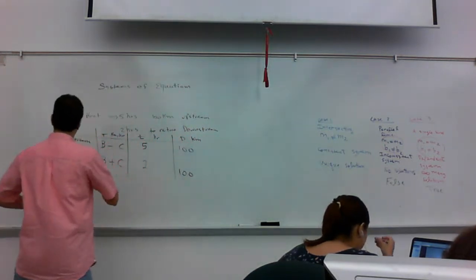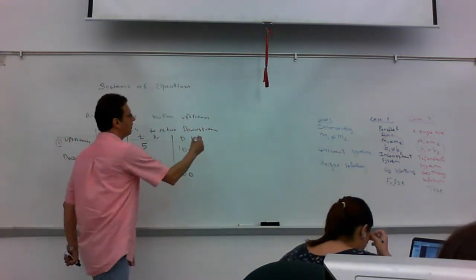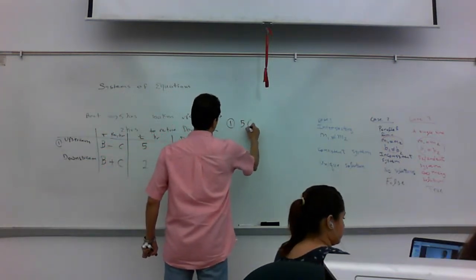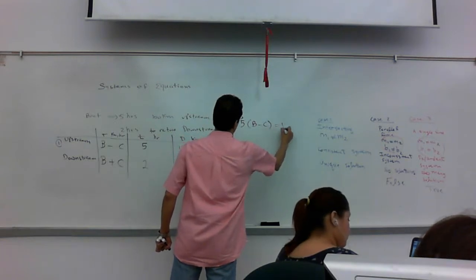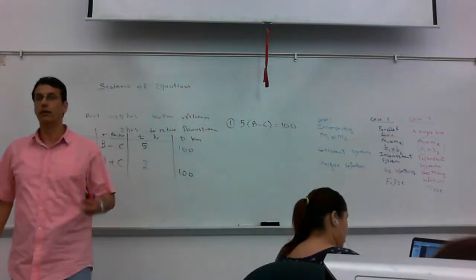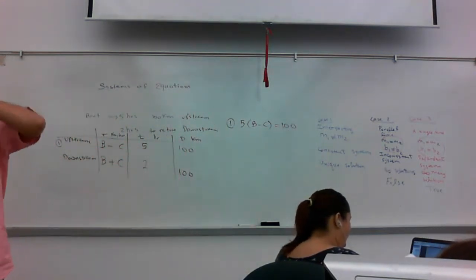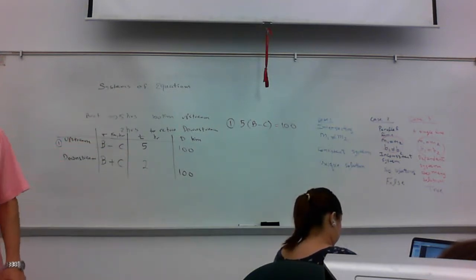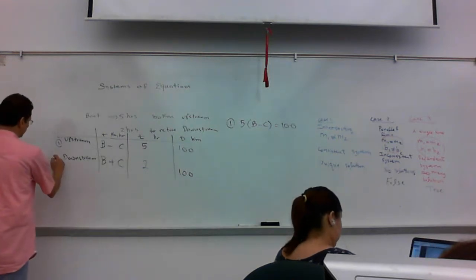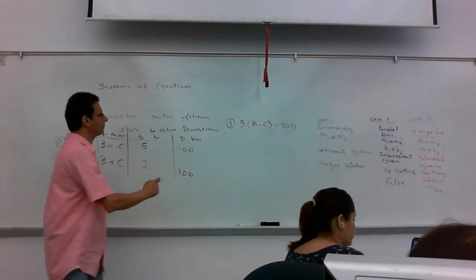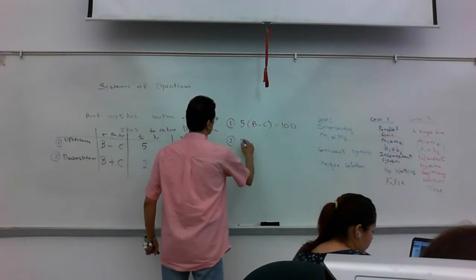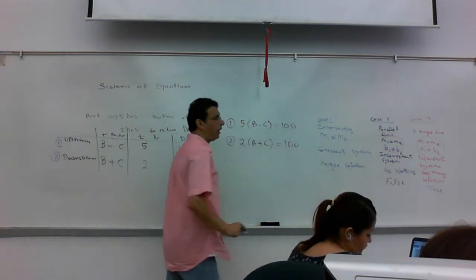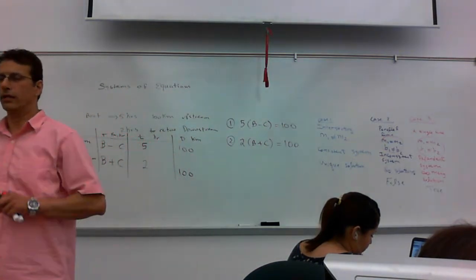Now, can you give me an equation for the first line? If we call it number 1, can you give me equation number 1? 5 parentheses b minus c is equal to 100. Is everybody okay with the equation number 1? It's just distance equals rate times time. Good. How about number 2? 2 parentheses b plus c. Okay. Is that working for everybody?